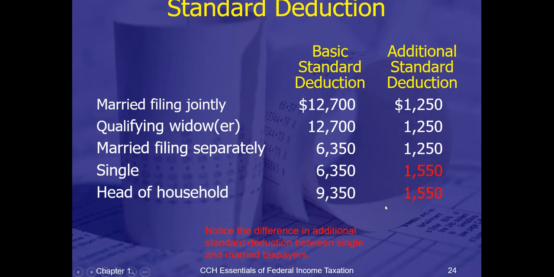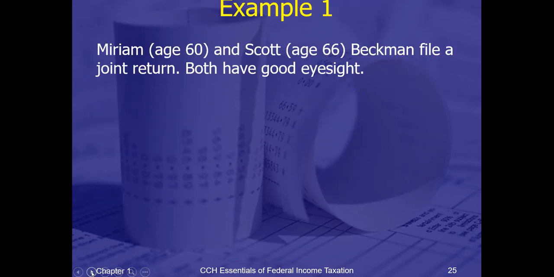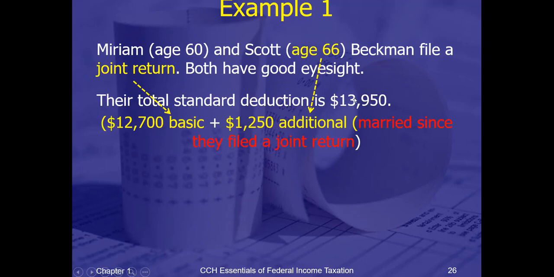Notice that I've highlighted these because they're different for people that are singles. These two statuses get $1,550 for being blind or old, and the married people only get $1,250. So it's important to remember. So some examples. Okay, you see how they took this basic for being jointly and $1,250 for additional.